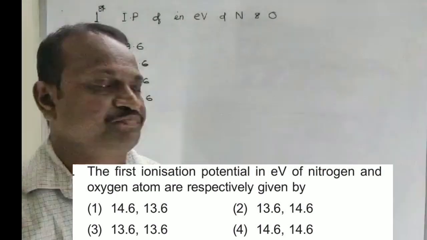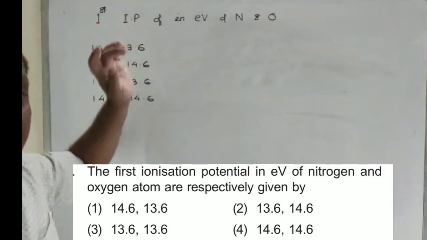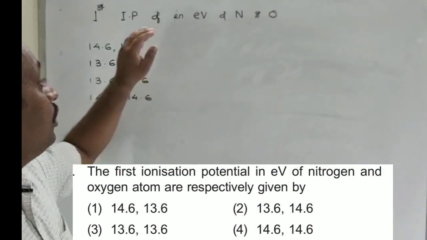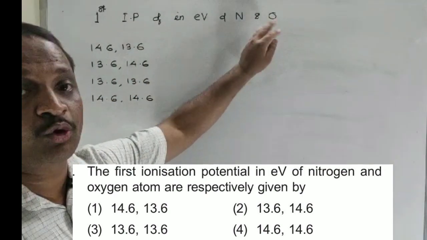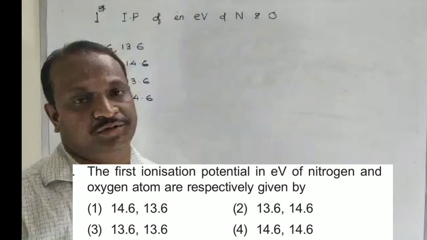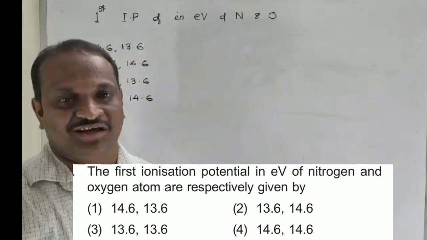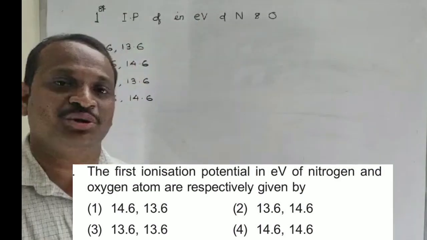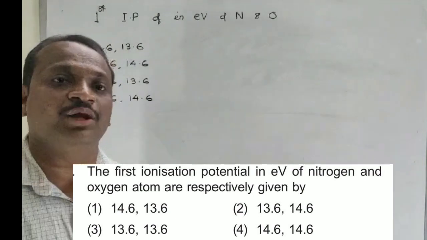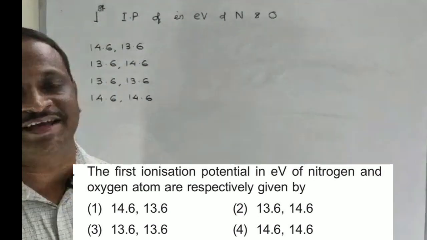In this question, first ionization enthalpy of nitrogen and oxygen in electron volt, they had given some values. Definitely the intention of this question is not to study the exact value of ionization enthalpy of nitrogen or oxygen.